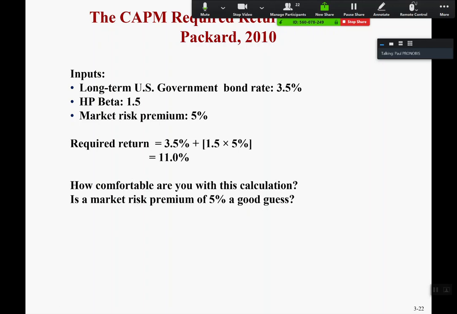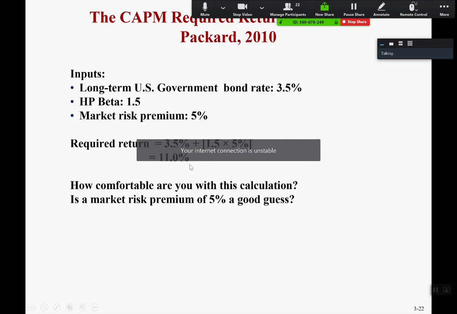So for example, if we try to value Hewlett Packard in 2010, and during that time the long-term US government bond rate was 3.5%, now it's around 2%, and Hewlett Packard has a beta factor of 1.5, and the assumed market risk premium is 5%, then we can calculate the discount rate, or the required rate of return, by taking the 3.5% plus the beta factor 1.5 times the market risk premium 5%, and we get a discount rate of 11%.